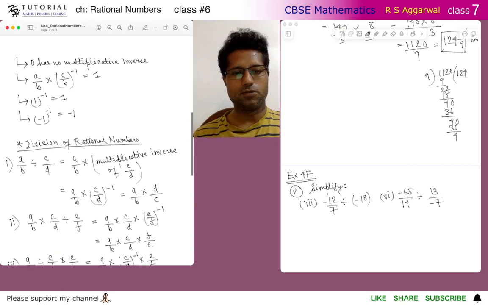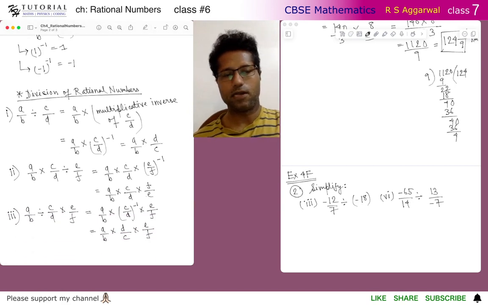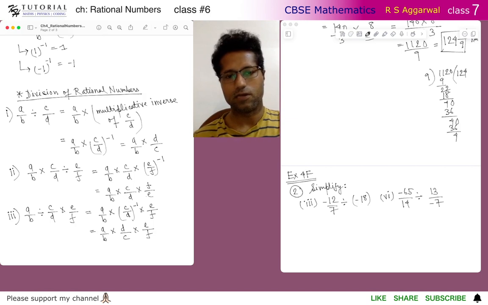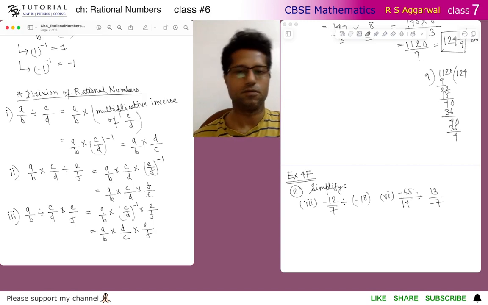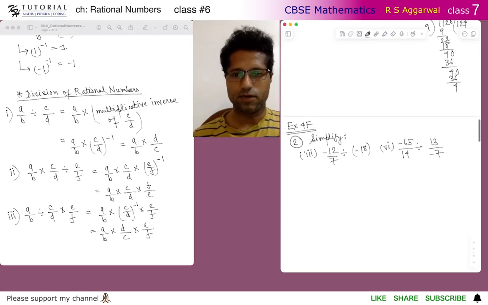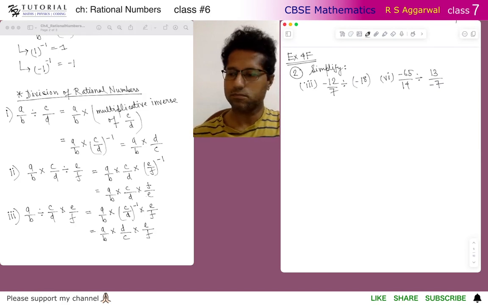So the fundamental concept is that when you divide a rational number A by B by another rational number C by D, you just multiply the rational number A by B with the multiplicative inverse of the rational number C by D, which is nothing but D by C. This is the main concept. Okay. Now let's try to solve the problems.